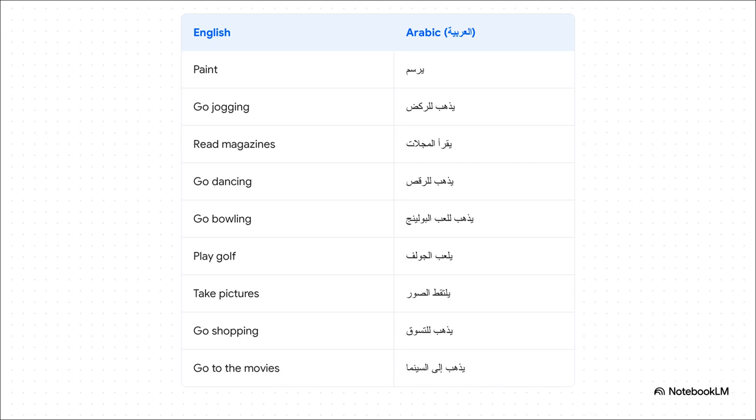First up, some creative stuff. Paint. Take pictures. How about some more active hobbies? Go jogging, go dancing, go bowling, play golf, play ping pong, and of course some more relaxing things to do. Read magazines, go to the library, go shopping, go to the movies.